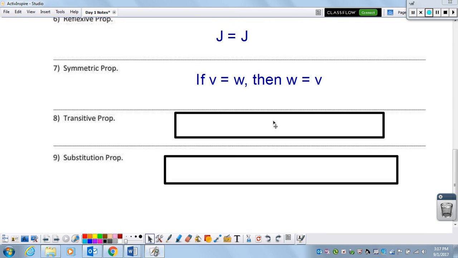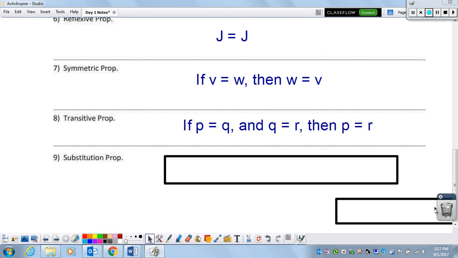The transitive property will involve three different things. It's going to look very similar to the law of syllogism, which we talked about in Unit 1. This tells us if P equals Q and Q equals R, then P equals R. Kind of like in the law of syllogism, we can get rid of the thing that repeats, and whatever we're left with will be a valid conclusion.